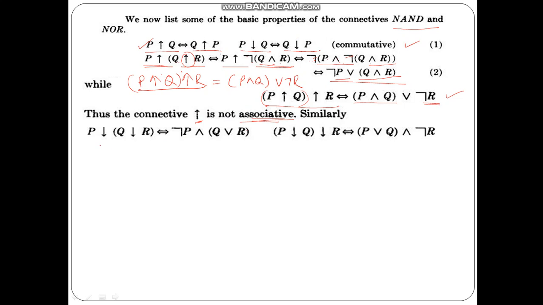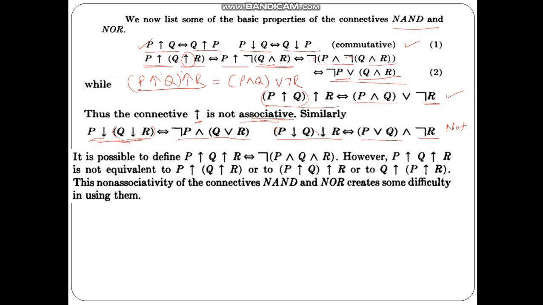Moving ahead, now for the NOR, NOR is also not associative because we can see here P NOR (Q NOR R), with the bracket on the second half, is equal to not of P and Q or R, whereas (P NOR Q) NOR R, with the bracket on the first half, is P or Q and not R. So it is also not associative. So NAND and NOR operations are not associative.